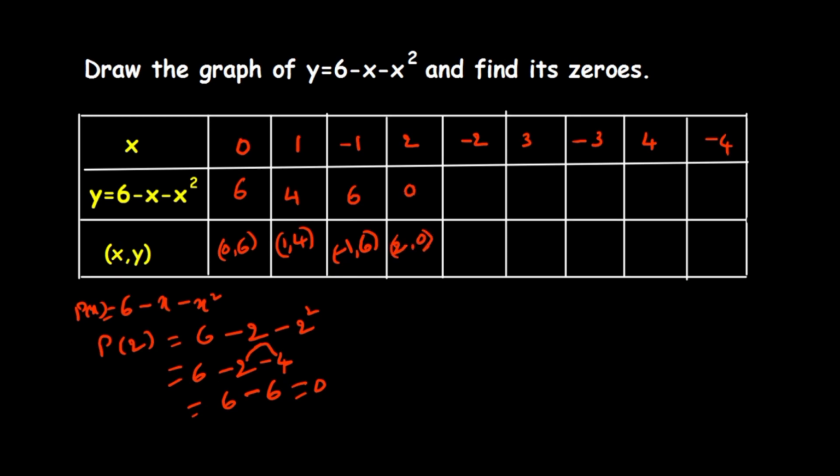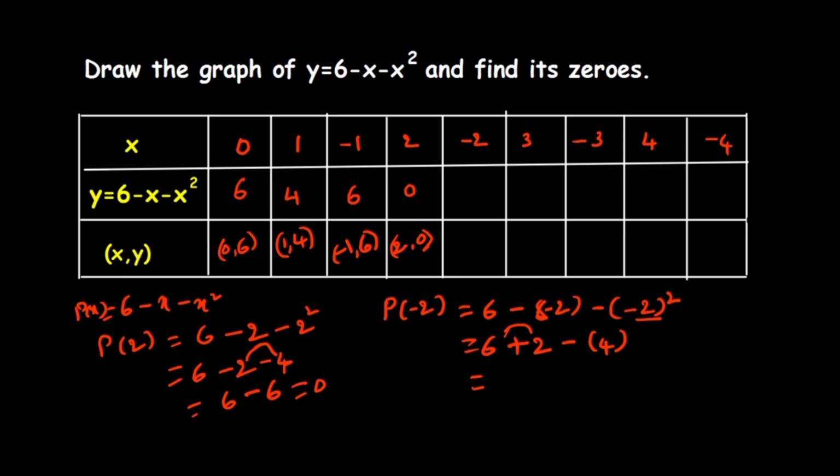Next I am going to take minus 2. So p of minus 2 equals 6 minus of minus 2 square. So this is 6 minus of minus plus 2, minus this 2 square is plus 4. Then add both positive, 8 minus 4. Now you can subtract, 8 minus 4 is 4. So at minus 2 we get 4 here. This is minus 2 comma 4.